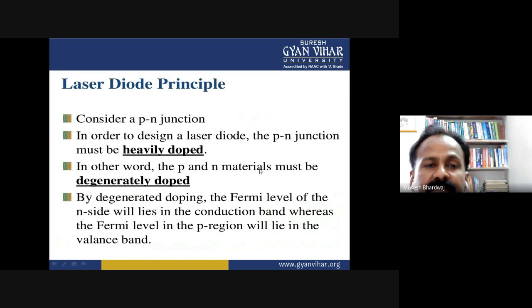Laser diode principle. Consider a p-n junction. In order to design a laser diode, the p-n junction must be heavily doped. In other words, the p and n materials must be degenerately doped. By degenerate doping, the Fermi level of the n side will lie in the conduction band, whereas the Fermi level in the p region will lie in the valence band.